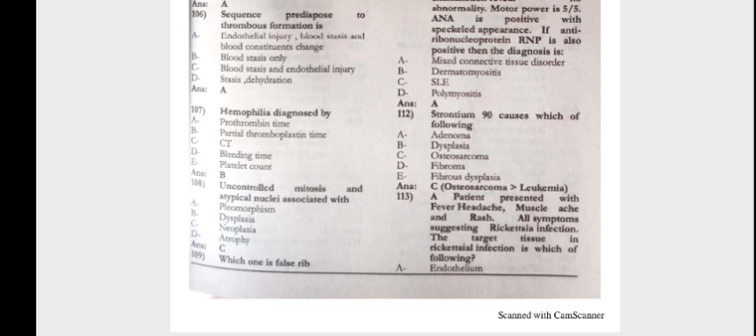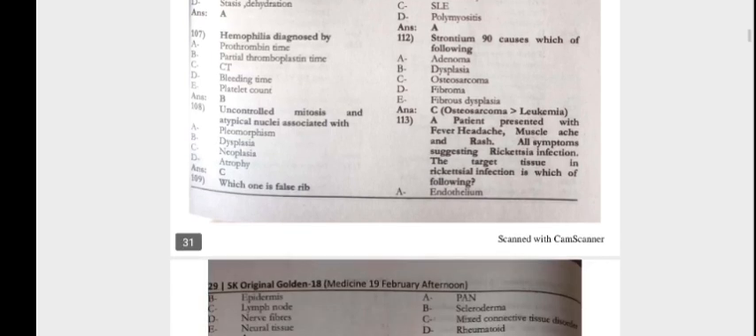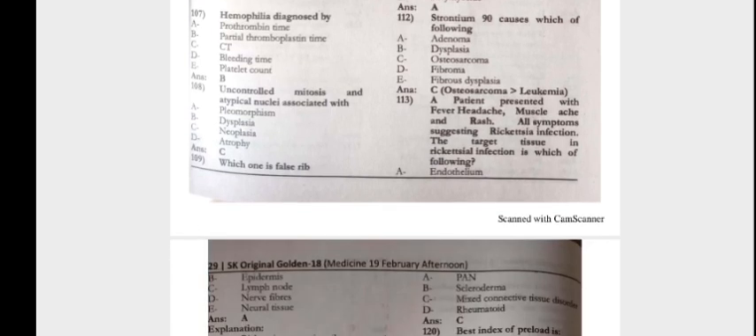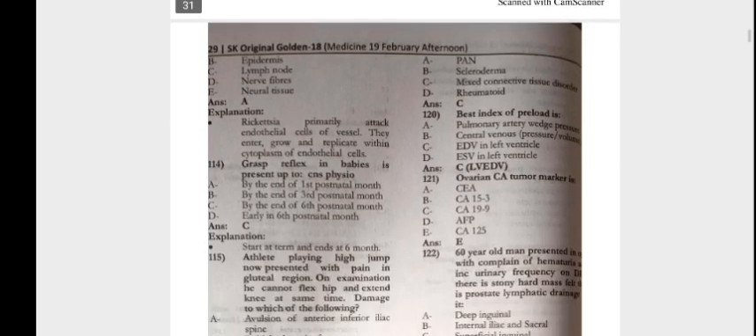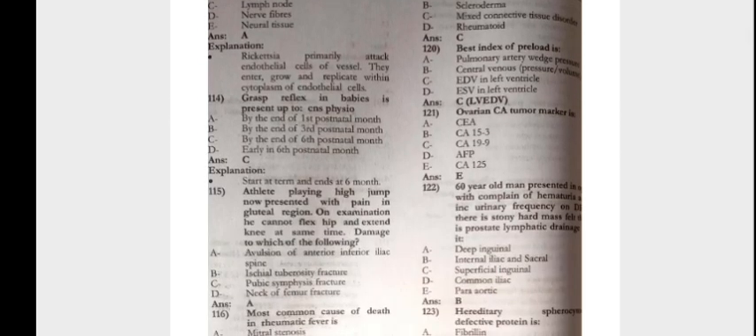Strontium 90 causes which of the following? There is osteosarcoma. The patient presented with the fever, headache, muscle ache, and the rash. All symptoms suggesting rickettsia infection. The target tissue of rickettsial infection is which of the following? That is endothelium. The grasp reflex in the babies is present up to CNS maturation, that is by the end of the 6th postnatal month.